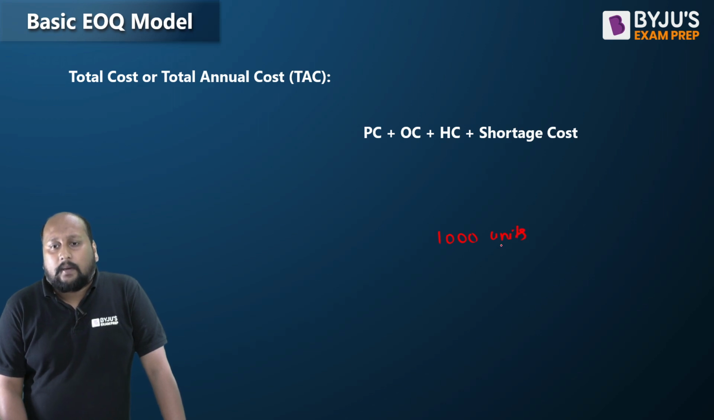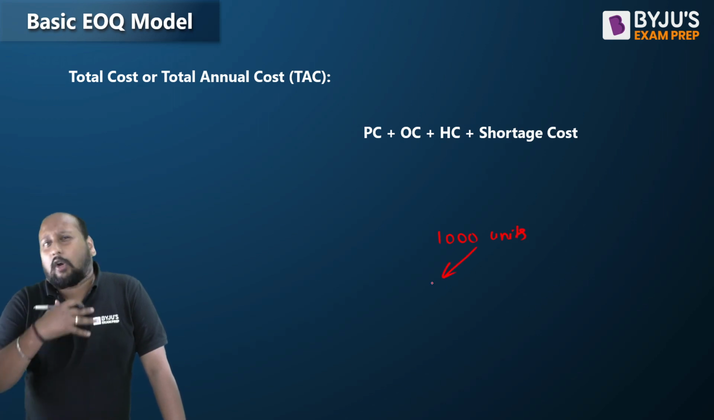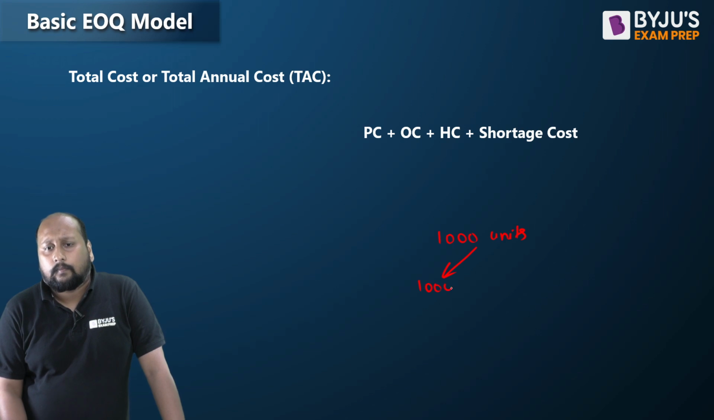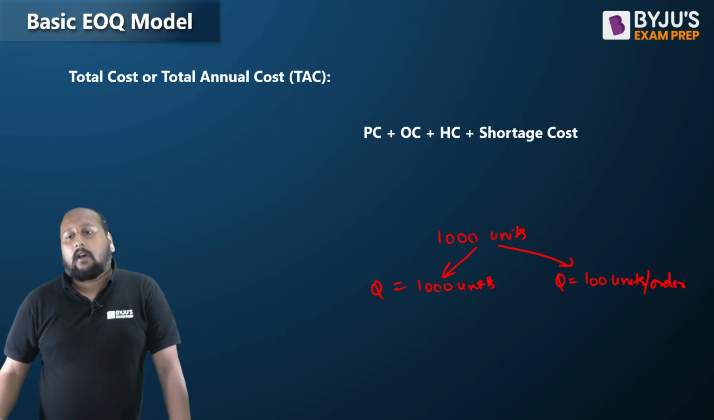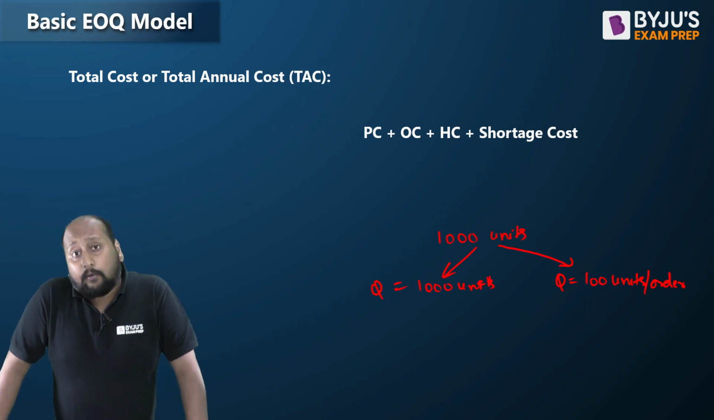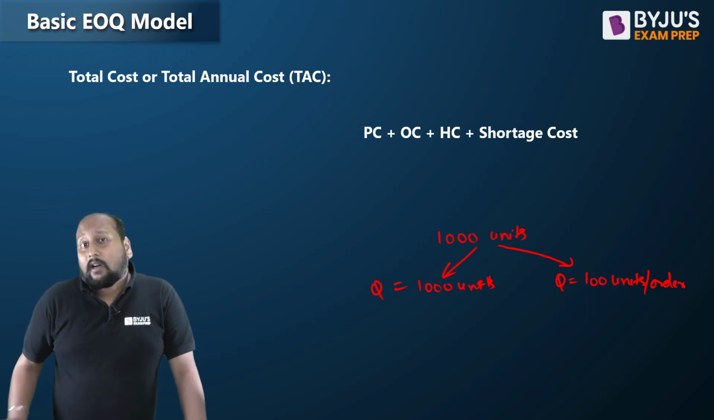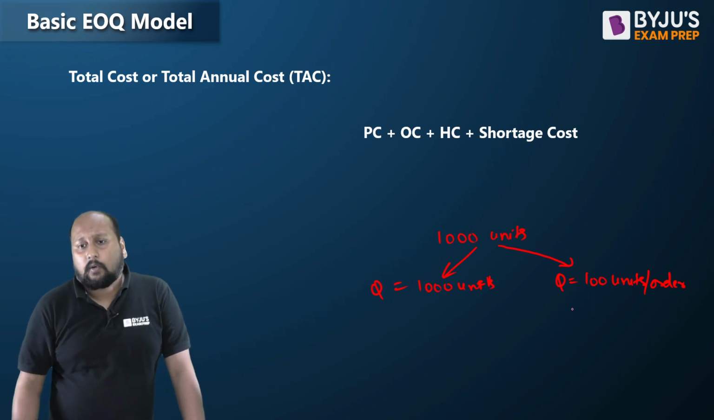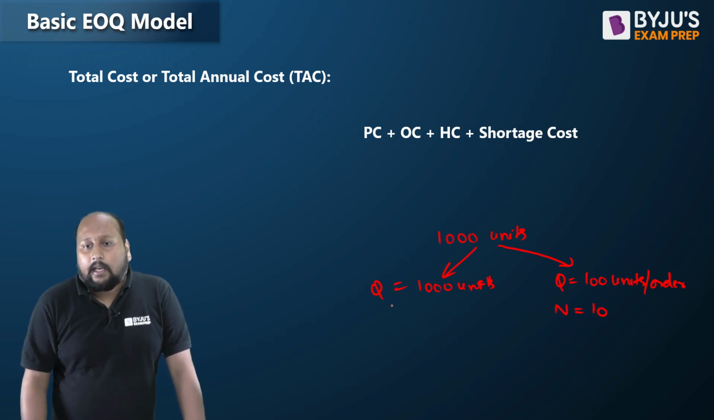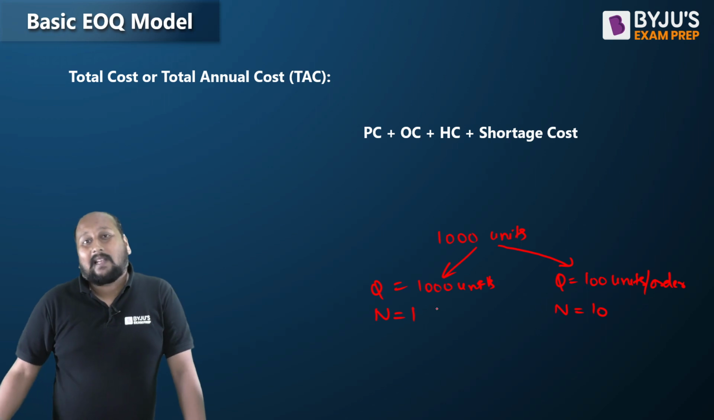So there are two possibilities. Either you can procure all the 1000 units in one go, that means you are ordering the entire 1000 units in one go. Or you can order only 100 units per order. Definitely, if you are procuring 100 units per order, you need to order 10 times. The number of orders over here will be 10. Here the number of orders will be only one, because you have to place the order once.